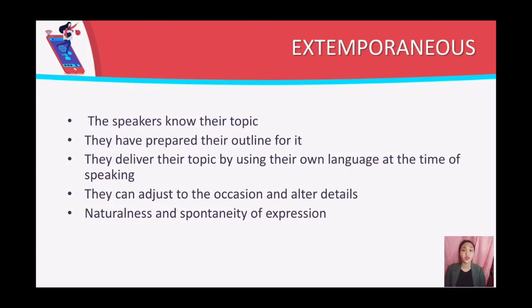So what is the difference between impromptu and extemporaneous? Impromptu is given without previous preparation. So on the spot, on the spur of the moment, you have no preparation, it is sudden. However, in extemporaneous, you're given time, and the speakers know their topic beforehand.